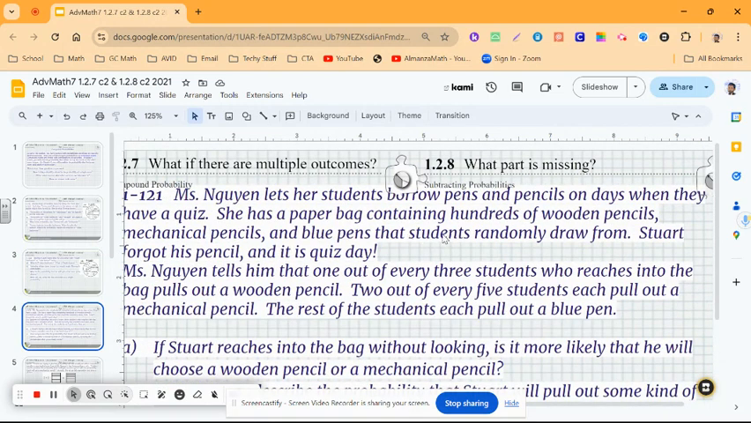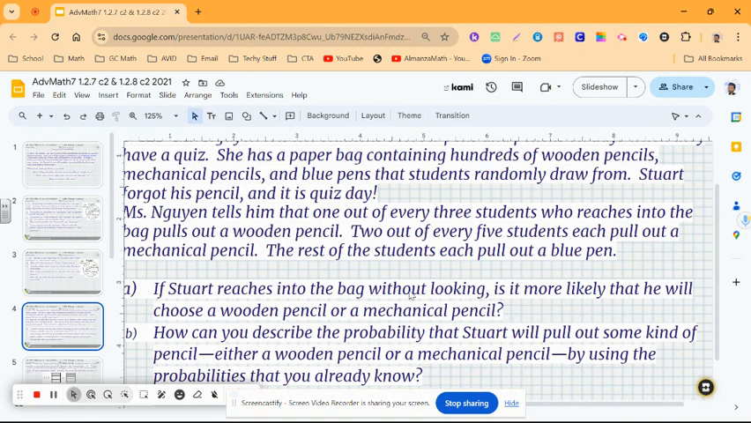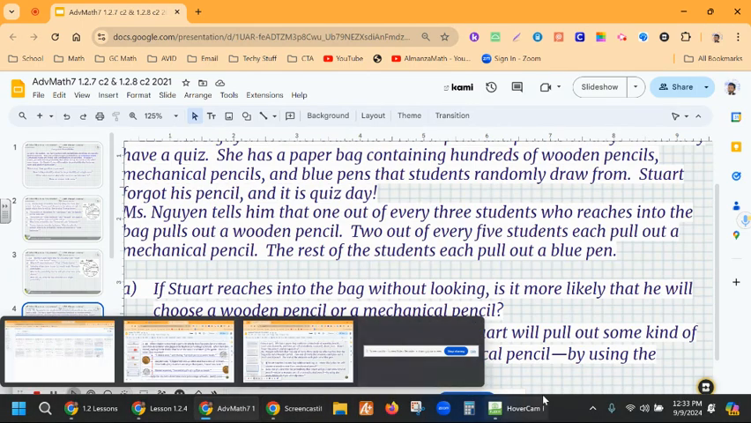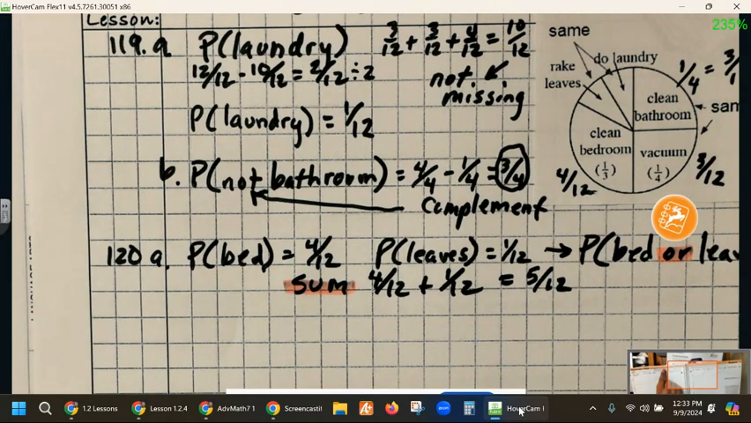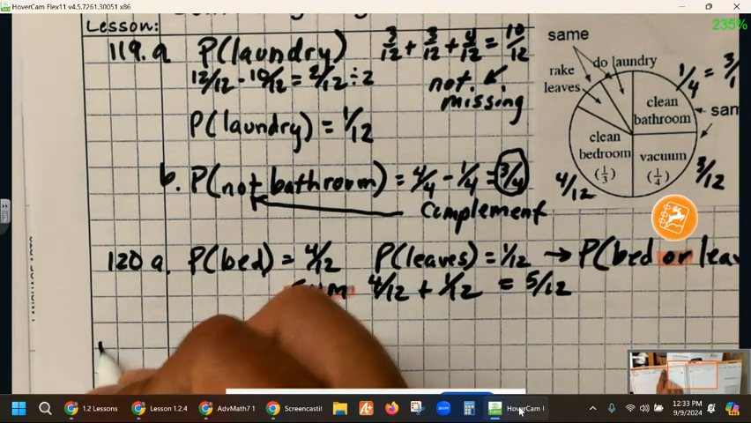All right, and next question. Ms. Nguyen lets students borrow pens, and there's wooden pencils, mechanical pencils, and blue pens. 1 out of every 3 students gets a wooden pencil when they reach in. 2 out of every 5 gets a mechanical pencil, and the rest are blue pens. Is he more likely to get a wooden pencil or a mechanical pencil? So let's work that out. So we have number 121.